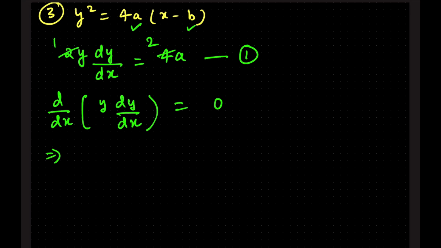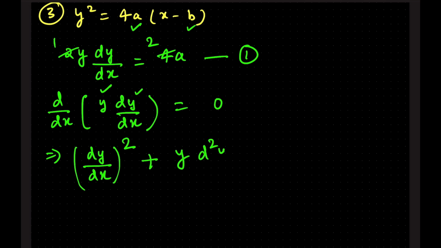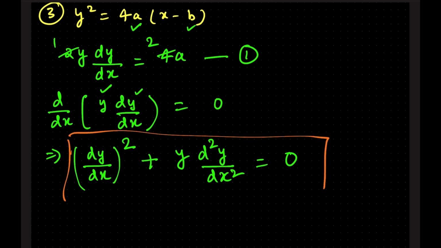So applying the product rule, first you will differentiate this, taking this as constant, so this will give you dx by dx, and if you multiply this you will get a square over here, plus the second time, y will be constant, and you have to differentiate the second term, that is this, and on the RHS you get 0. So this is the final differential equation that you get from this equation.